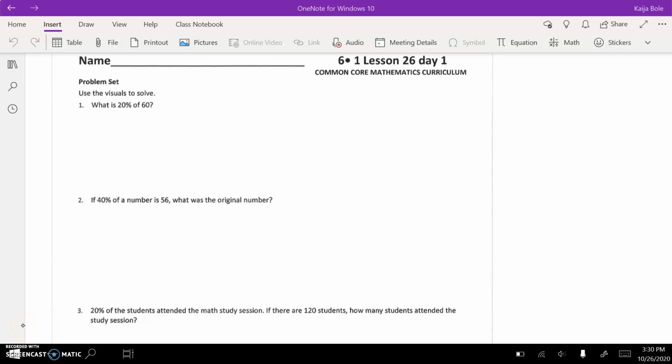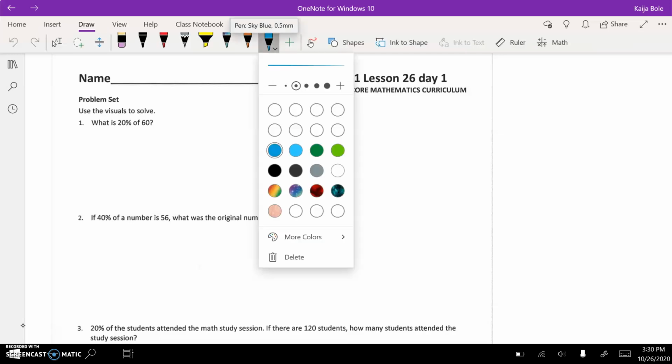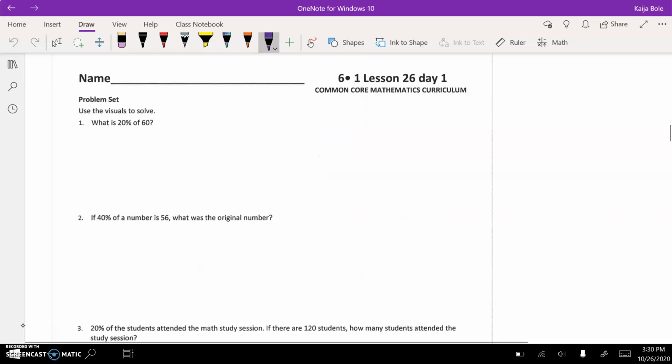Alrighty, here we are on the classwork for 1.26 day 1. So make sure on the page it says day 1. And the goal for today is to get through numbers 1 through. So in day 1, we are using a visual model to solve these problems.